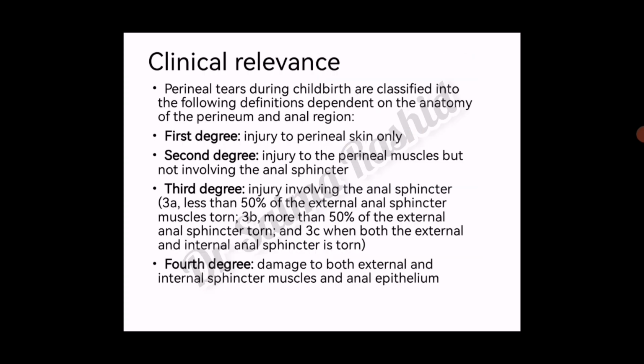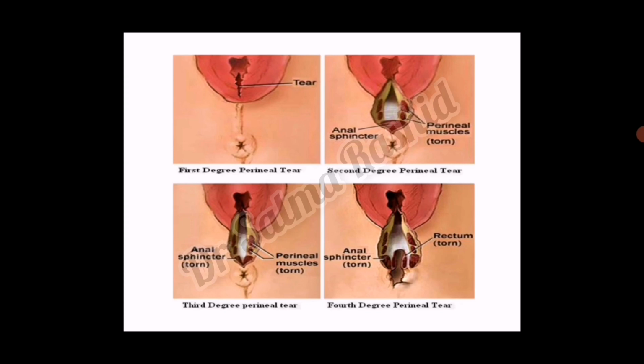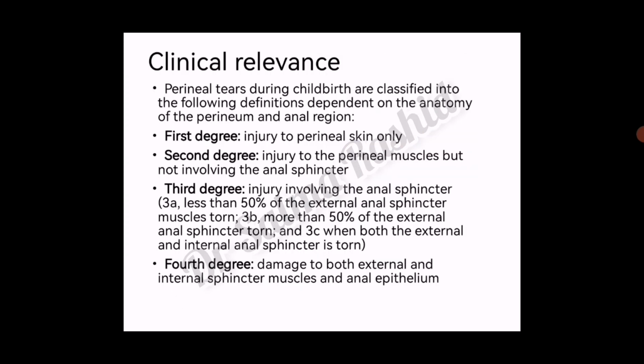In second degree, injury to the perineal muscles but not involving the anal sphincter. Here you can see in second degree the perineal muscles are also involved, but not the anal sphincters. They are intact. In third degree, injury involves the anal sphincters.